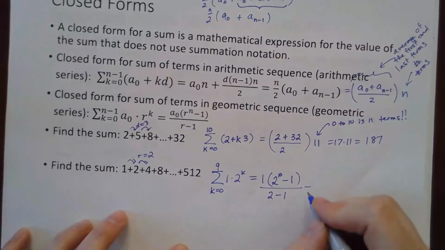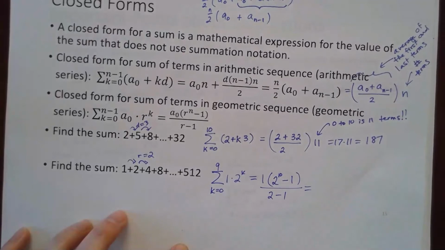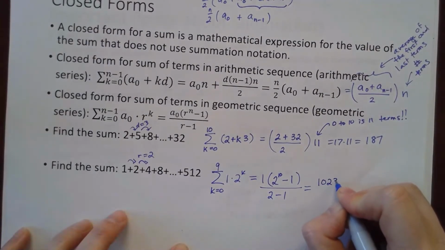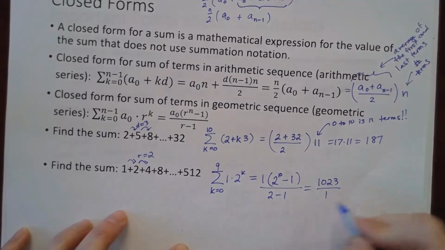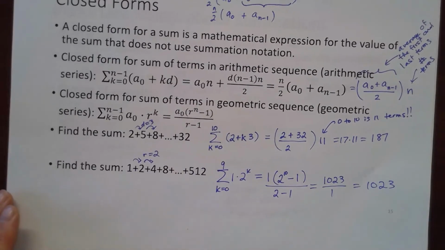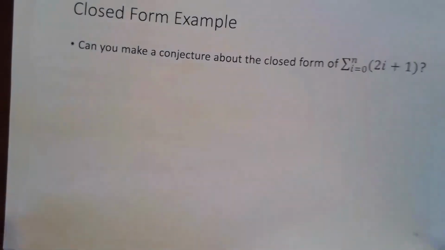Like we said, 2 to the 10th is 1024, so that's 1024 minus 1, which is 1023, over 2 minus 1. All right, so that's just 1023. So closed forms come in handy. They're very useful because you can quickly find it without having to add up all those numbers. So we like closed forms. We love closed forms.